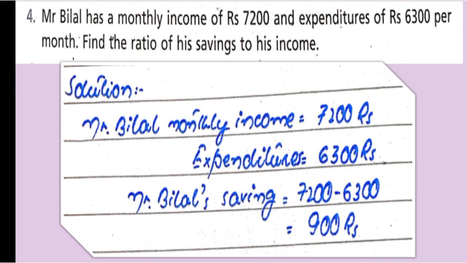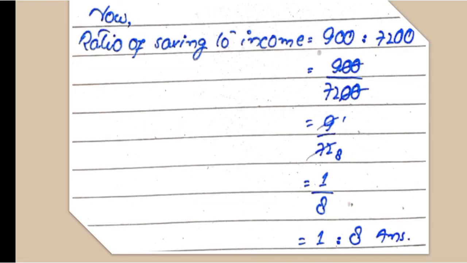That's why I've written Mr. Bilal's monthly income is 7200 rupees, his expenditures are 6300 rupees. Then of course his savings will be 7200 minus 6300, which equals 900 rupees. Now we can find the ratio of his savings to his income. His savings is 900, income is 7200. So 900 is to 7200. Now write it as a fraction, 900 upon 7200.